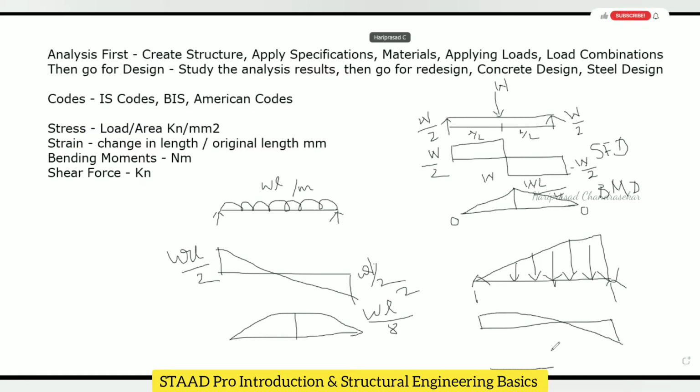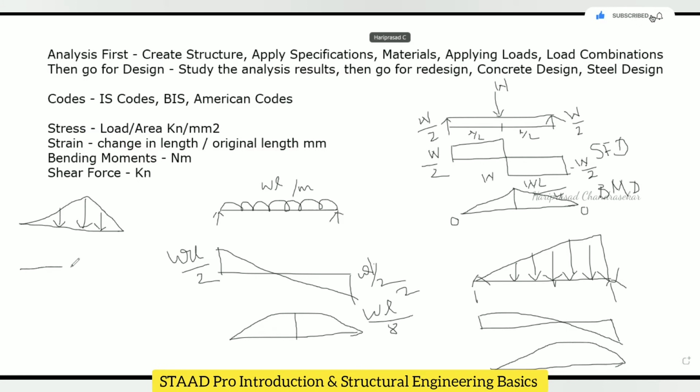And then the moment also, based on this point, it will have another irregular parabolic path like that. And this is if you have this kind of triangular load or a uniform varying load.